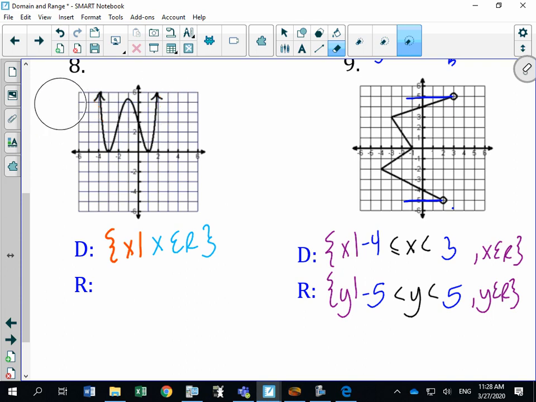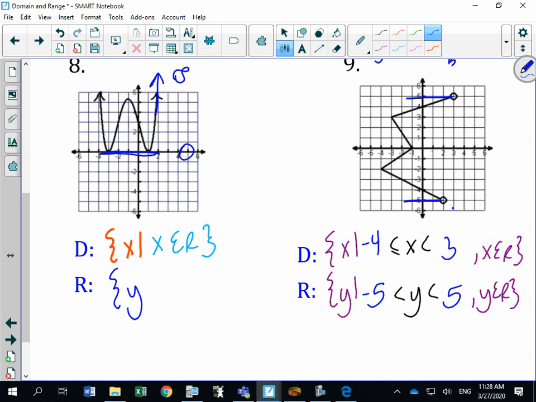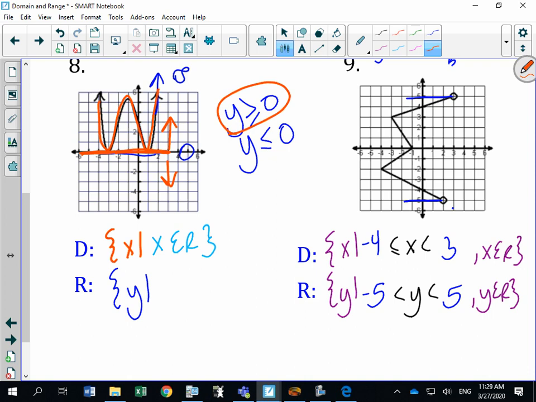Range. What's your biggest and your smallest y value? Your biggest y value is infinity. Your smallest y value is 0. Whenever we have a number and infinity, we're only going to use the number. And because we're dealing with range, y is such that. Is my graph less than 0 or is my graph greater than 0? If this line is 0, this is above 0, this is below 0. My graph is greater than 0. So we'd say y is greater than or equal to 0, comma, y belongs to the reals.